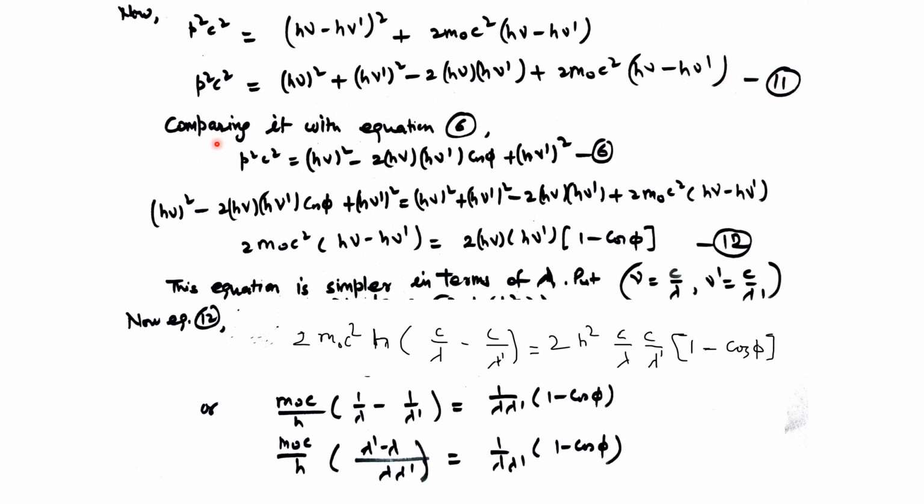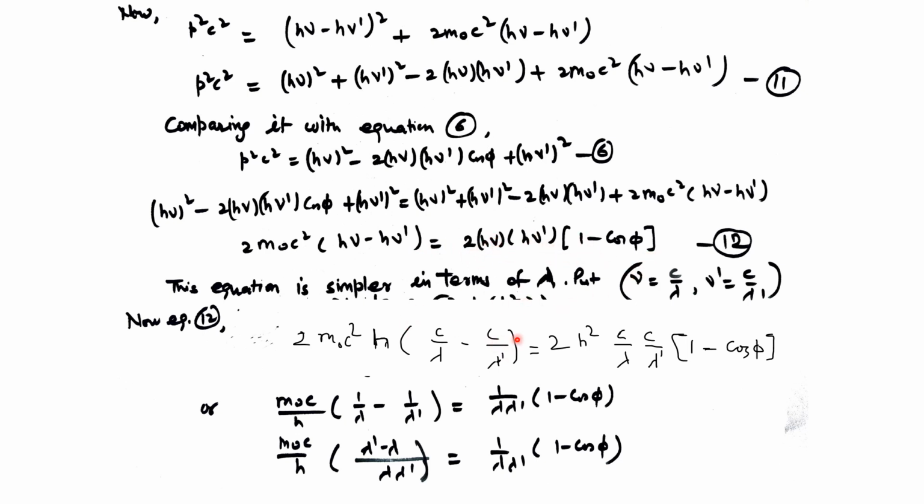If we compare equation number 6, which also has the p square c square value, and compare the right hand side, then many terms will be cancelled out, and finally we will have this equation: 2 m naught c square (h nu minus h nu prime) equal to 2 h nu into h nu prime (1 minus cos phi).